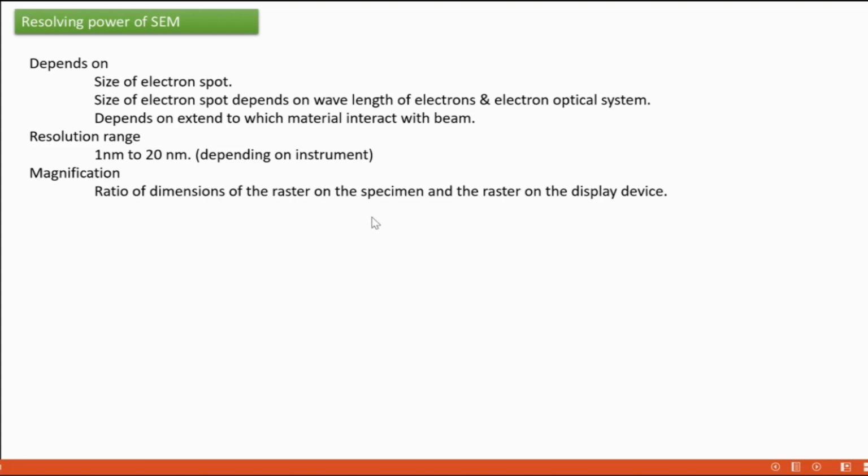Understand? The distance between two points on the specimen may be small, and the distance between two pixel units in the display device is bigger, then we can get a good magnified image of the object. So magnification depends upon the ratio of the dimension of the raster on the specimen and the raster on the display device. A small unit in the specimen can be viewed bigger on the screen.